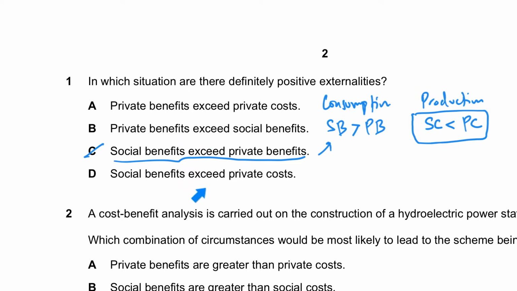And in D, they say social benefit is exceeding private cost. If social benefit exceeds private cost, we need to look at social benefit versus private benefit and not private cost. So when we look at private cost, we compare it with social cost. When we look at social benefit, we look at private benefit. So this doesn't match either. So the right answer in this case is C.